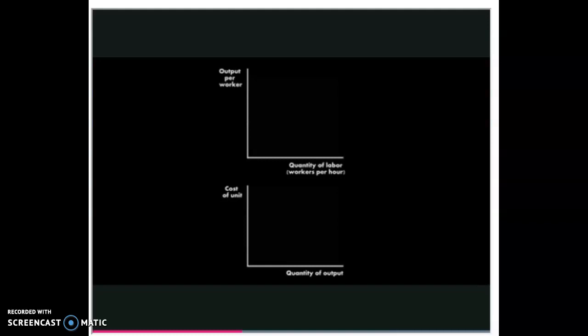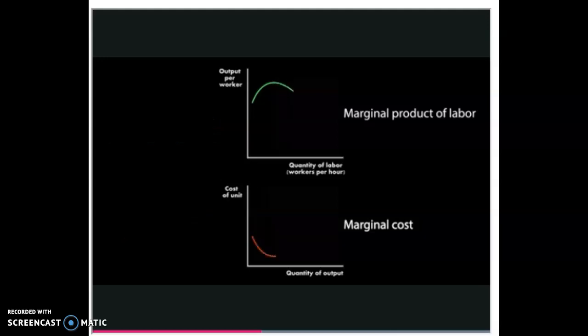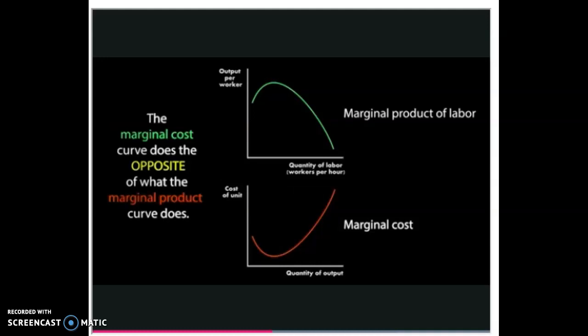Now consider what happens to the marginal cost as the marginal product of labor increases and decreases. As the marginal product of labor increases, that is, with each worker adding more to output than the previous worker, the increased productivity means that it costs less to make another unit, so the marginal cost decreases. As the marginal product of labor decreases and each worker adds less to output than the previous worker, the decreasing productivity means it costs more to make another unit, so the marginal cost increases. That is, the marginal cost curve does the opposite of what the marginal product curve does.